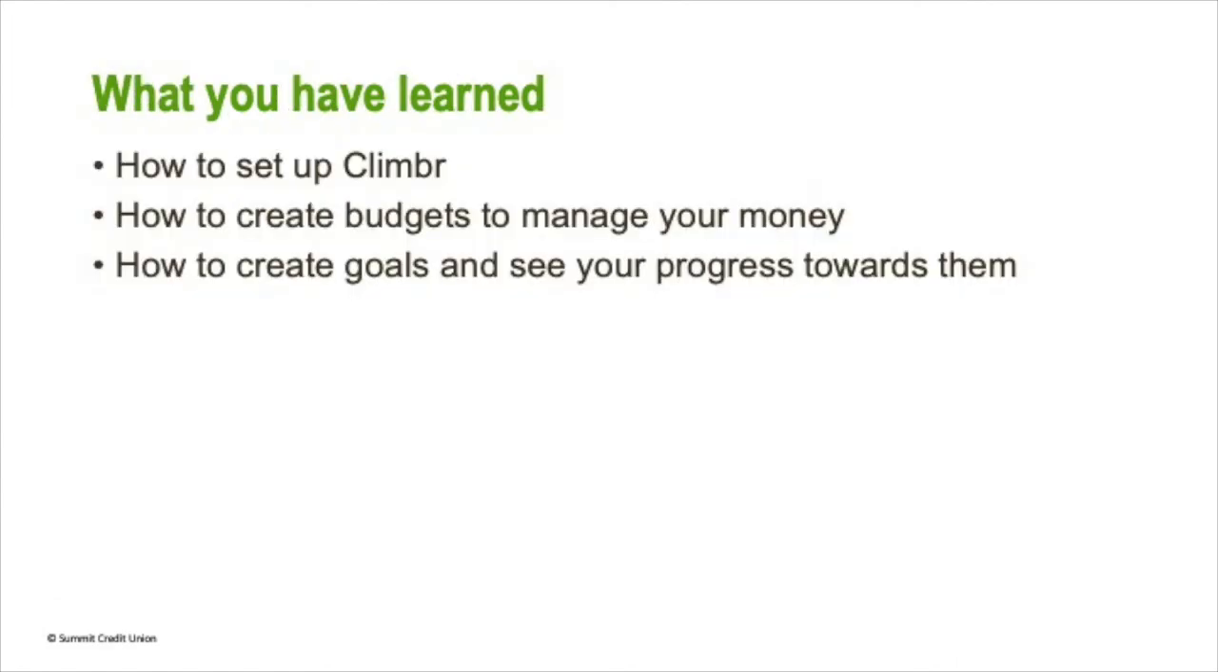Let's recap what we talked about today. I shared with you how to set up Climbr so that you can better manage your money, including bringing accounts that are not from Summit into Climbr so that you can better see your big financial picture. We talked about how you can create budgets and budget limits for things like groceries or clothing or even home repairs. By using those tags and split tagging your transactions, you can get a better idea of where your money's going. We also talked about how to set goals and see your progress towards them. Not only savings goals, but also debt reduction goals as well.